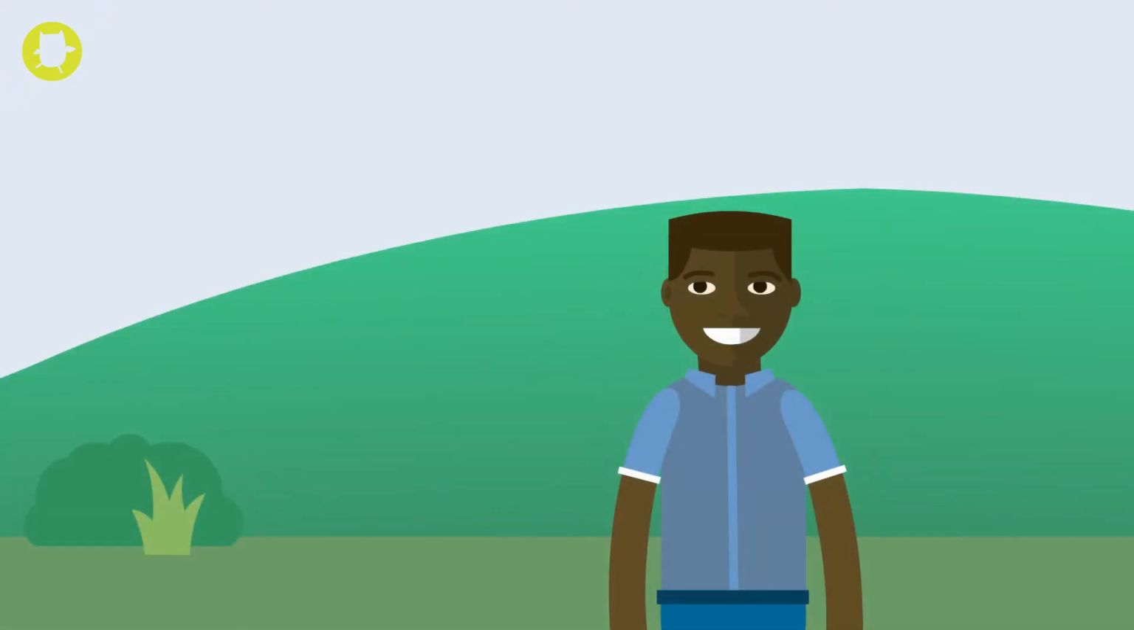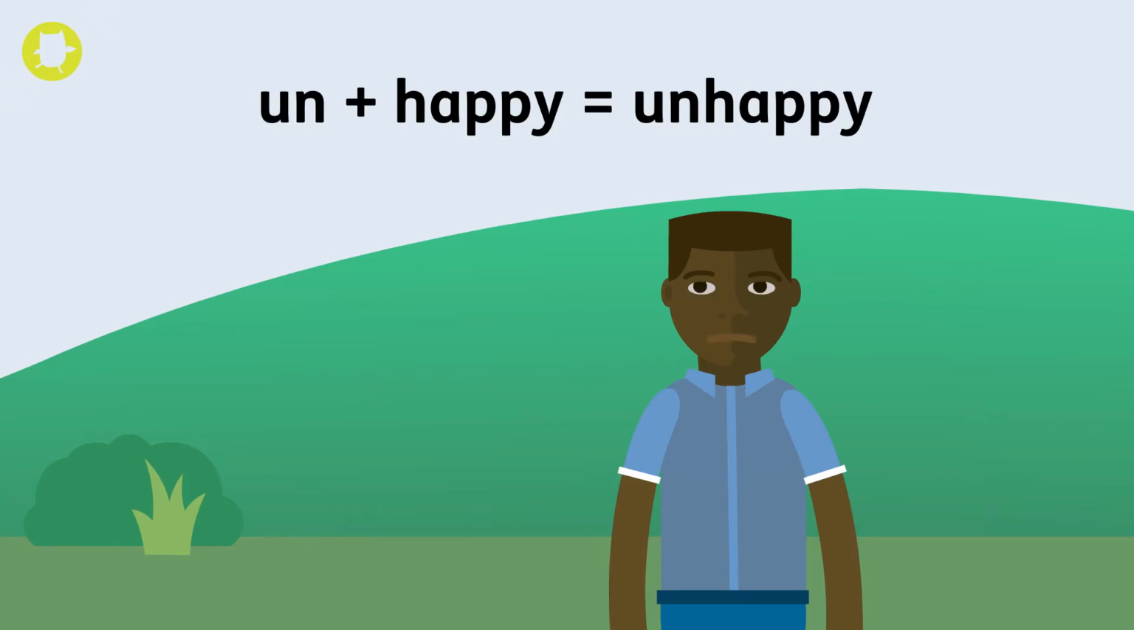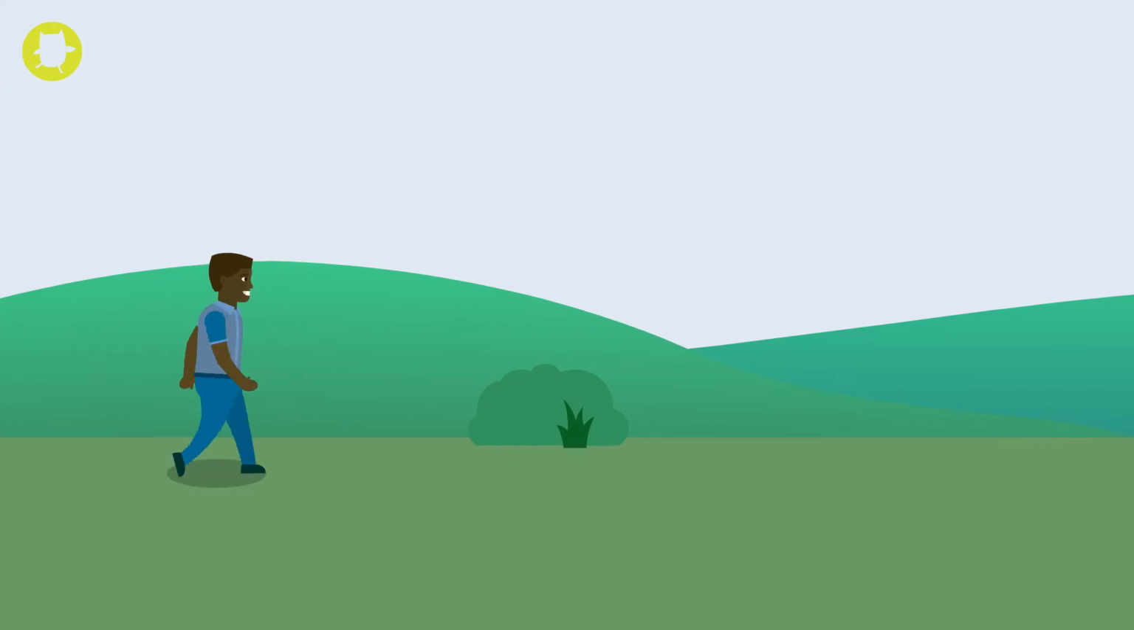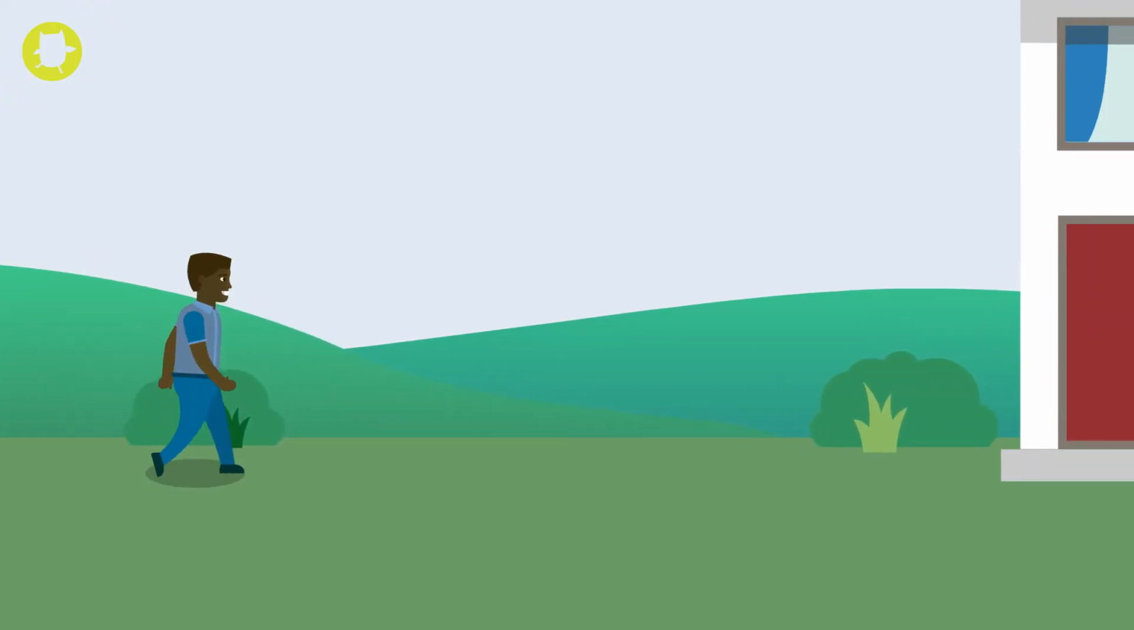A prefix is a group of letters that is added to the beginning of a word. This makes a new word. The prefix un changes words so they mean the opposite.